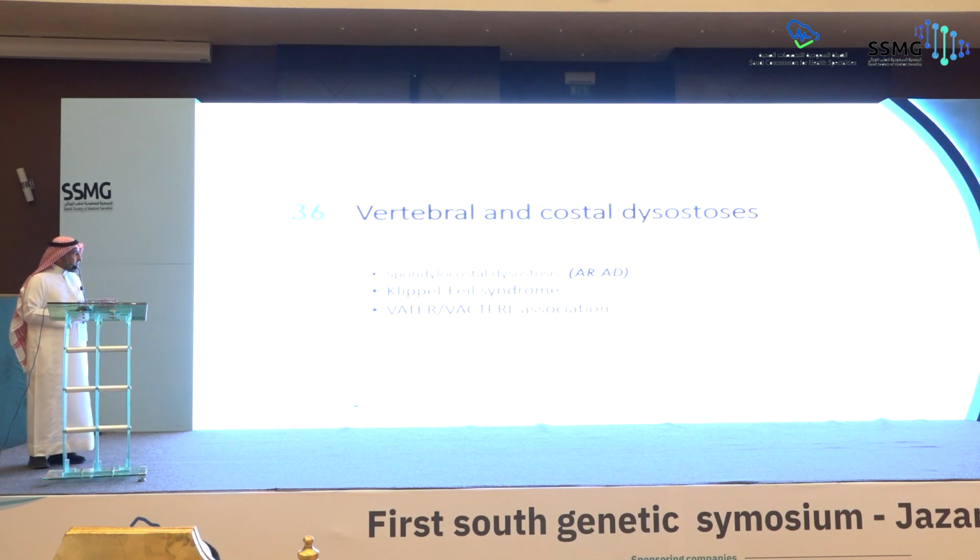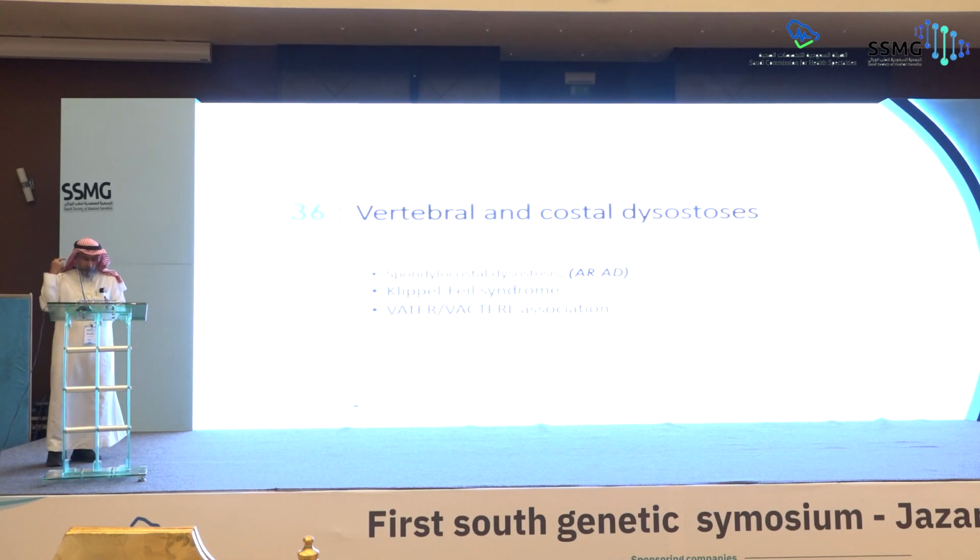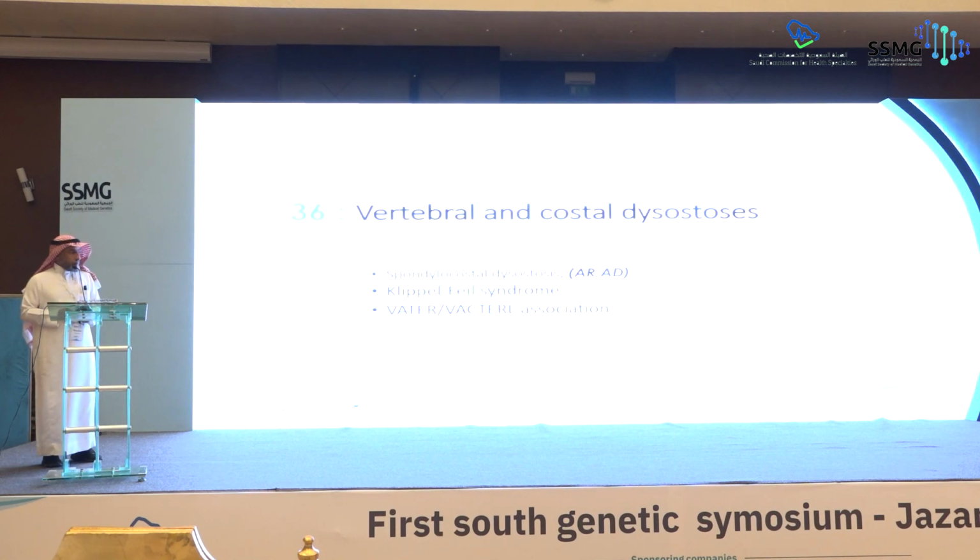Group 36 is exemplified by a very easy diagnosis, I would say: spondylocostal dysostosis. Those are the vertebral and costal disorders. You expect to have ribs plus spine involvement. So if you see a patient with short stature, kyphosis, kyphoscoliosis, and a very short trunk, do an X-ray and look at the vertebrae. If the vertebrae are segmented and mal-shaped, this is the right diagnosis, which belongs to vertebral and costal dysostosis.